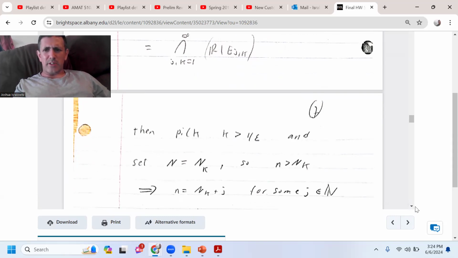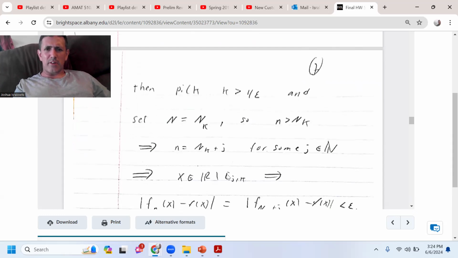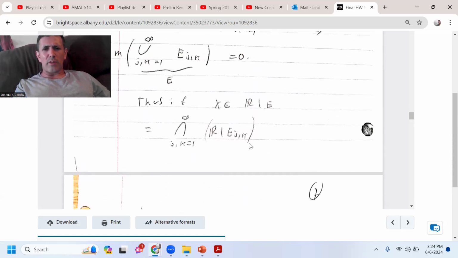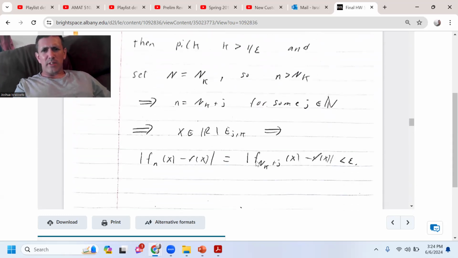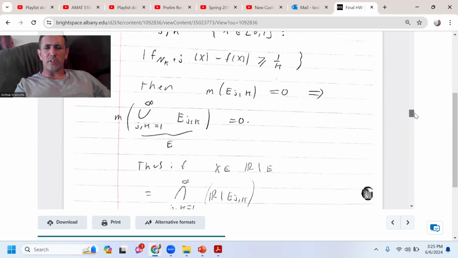It's going to be, because N bigger than N_K means N is N_K plus J for some J. But X is not in E_JK, because we're away from all of these, all of the E_JK's. So that means directly this is less than epsilon. It's just being a little more careful and taking full advantage of the definition of convergence.